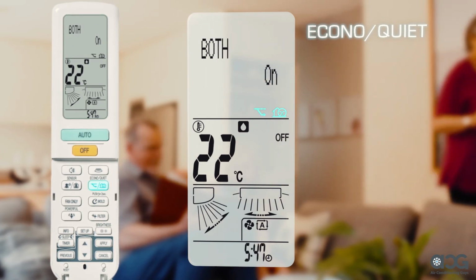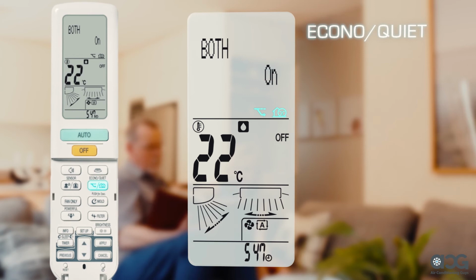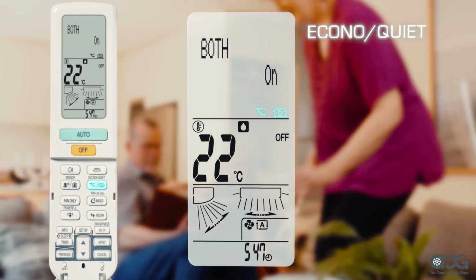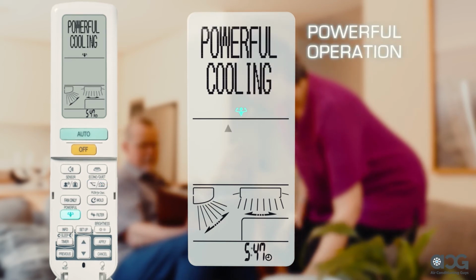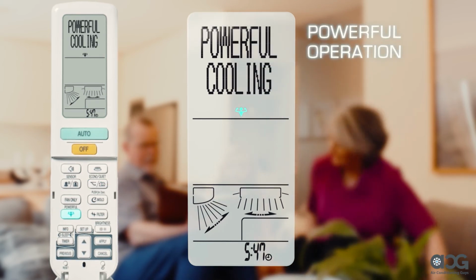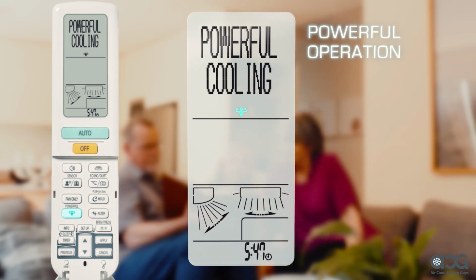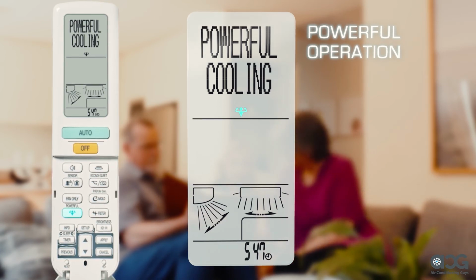Combination of both Econo and outdoor unit quiet operation together. To turn off both these functions, set to both off. The powerful operation button boosts power to maximum capacity for a 20-minute duration to heat or cool the room quickly. To use this function, press to activate.